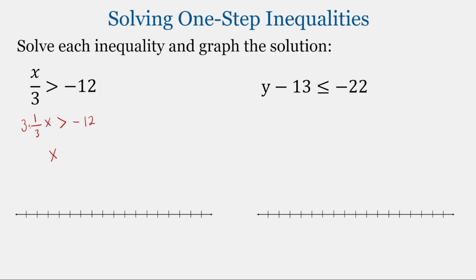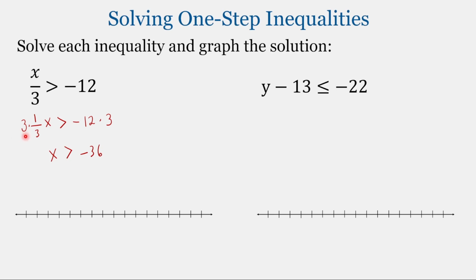But just like before, we multiplied the left side by 3 in order to convert the coefficient to 1. So therefore, we need to multiply the other side by 3 as well. We have to keep the inequality balanced. So now we have -36 on the right side. We multiplied by 3, that's a positive number, so there's no change in the direction of the inequality.